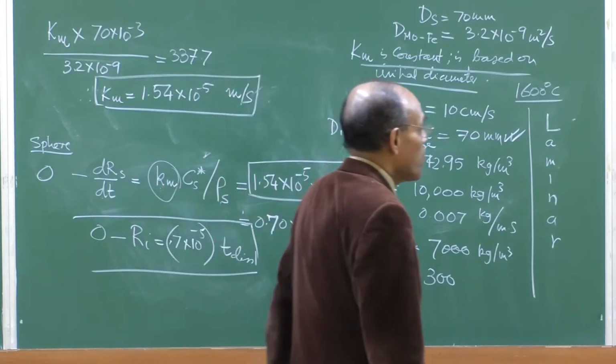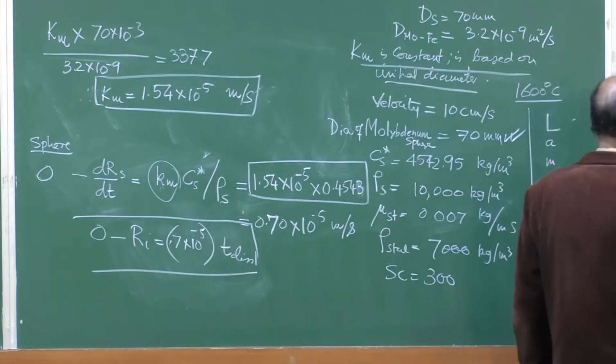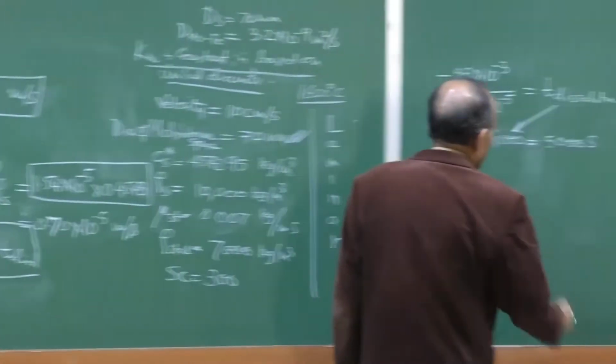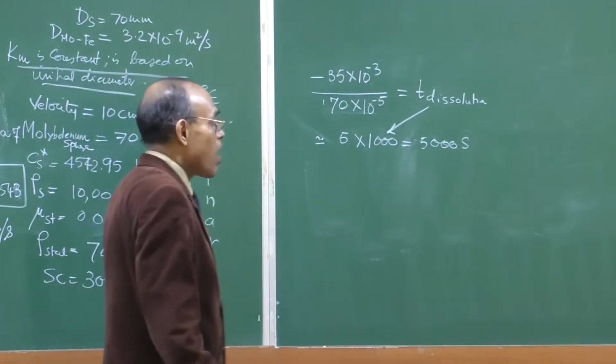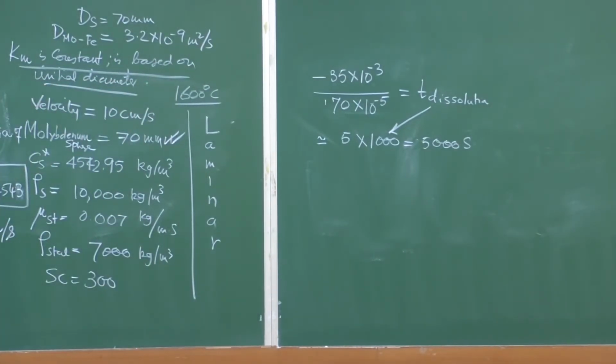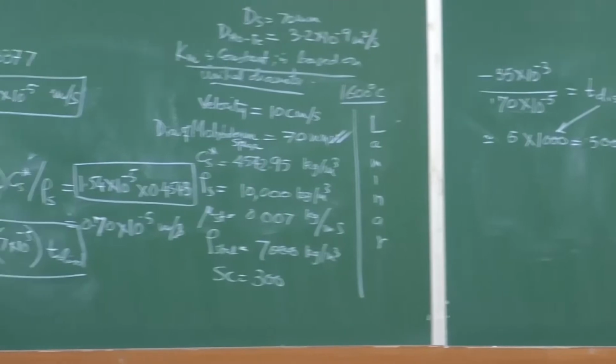The time is going to be several hours, 2-3 hours. In seconds, if you divide by 3600, you get hours. So, it is going to be between 1 and 2 hours, because dissolution is an extremely slow process. Now, the same problem I have solved in a very easy way.